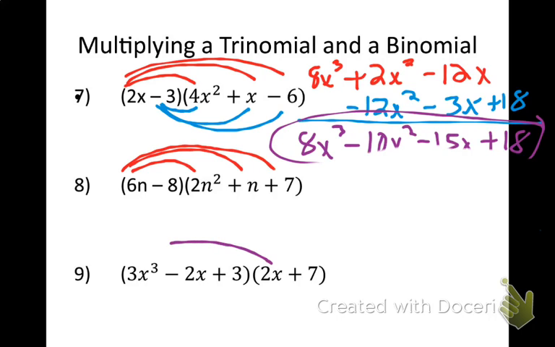So I'm going to take 2x. 2x times 3x cubed, getting me 6x to the fourth. 2x times negative 2x, getting me negative 4x squared. Now, why do you suppose I left a gap there? Does anybody know? Why did I leave a gap between 6x to the fourth and negative 4x squared? Because in case I have an x cubed, I can see that then. Good job. Then I'm going to take 2x times 3, getting me 6x.